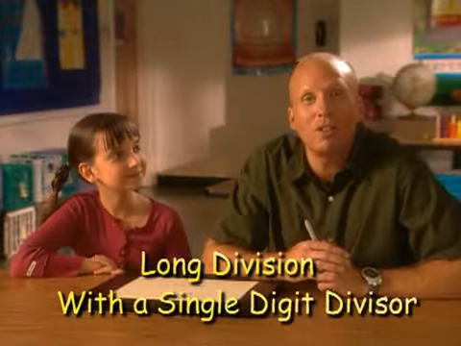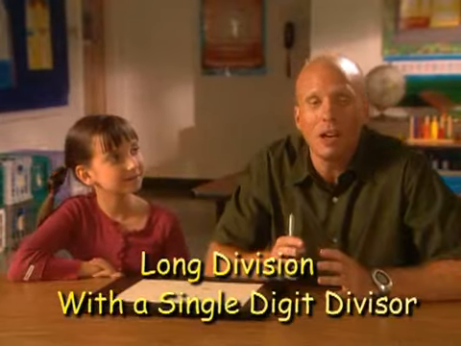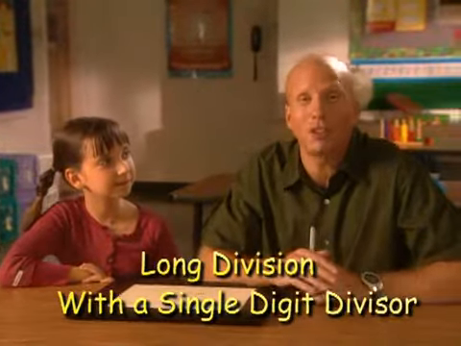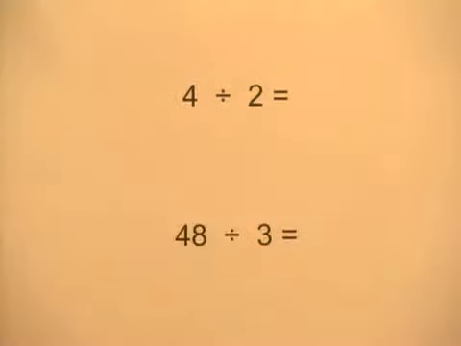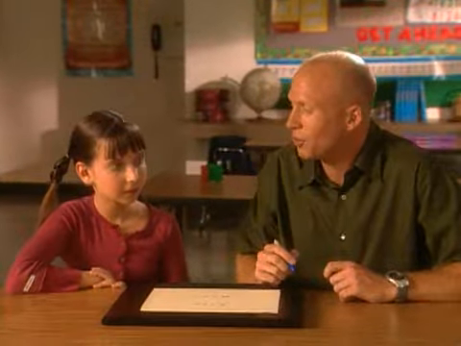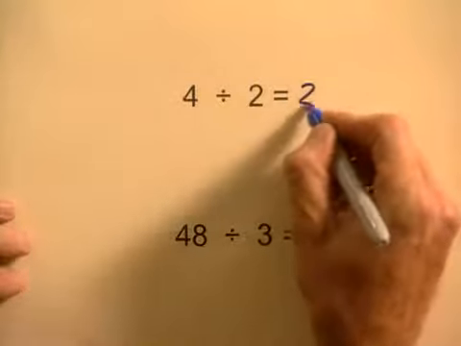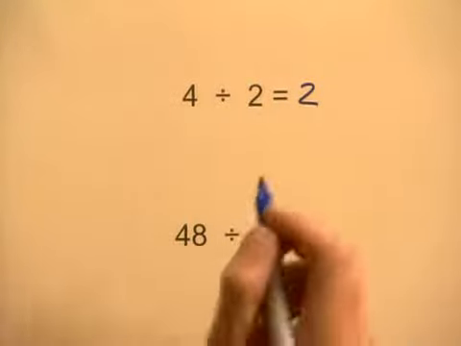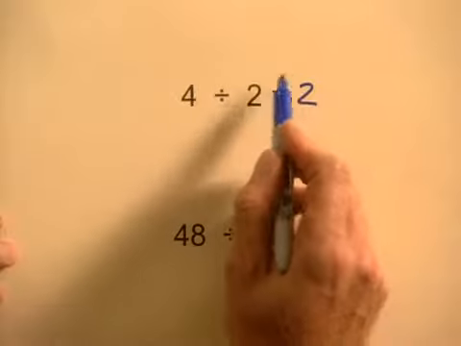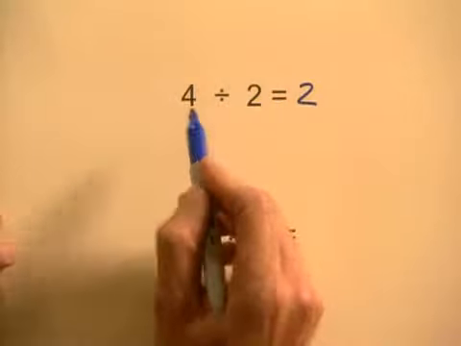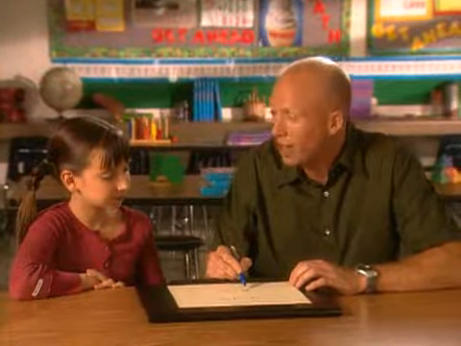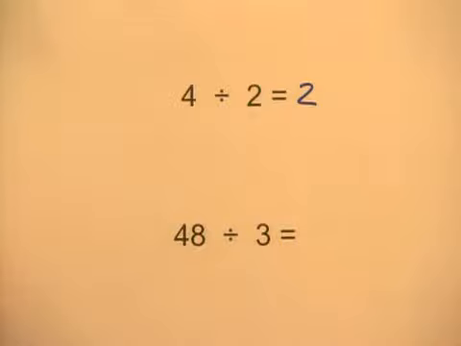Today's lesson is on division, specifically dividing multi-digit numbers by single-digit numbers. Now, Grace, you remember we divided a single-digit number by another single-digit number? 4 divided by 2. What was the answer for that? 2. Excellent. Our quotient, which we call our answer in division, is 2. Now remember, division is the reverse of multiplication, so 2 times 2 would equal? 4. Excellent, very good. Now let's look at a multi-digit number, 48, divided by a single-digit number, 3.